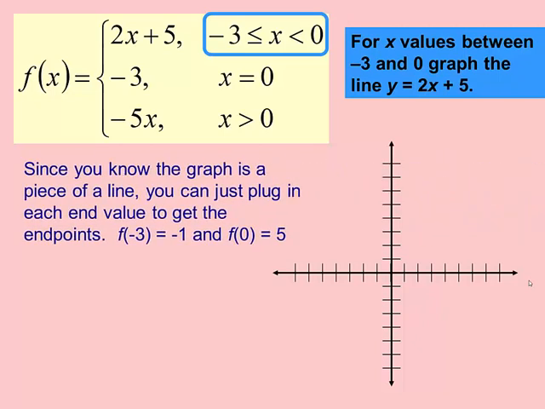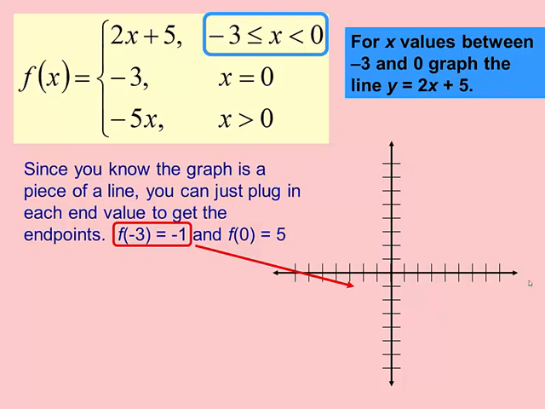So we're going to put in -3, and when we put that in the function we get out -1, and we're going to put in 0 for the other end of this domain, and when we put 0 in that function we get out 5. We're going to graph those endpoints and then we'll draw a line segment between them. So let's start with this first end.